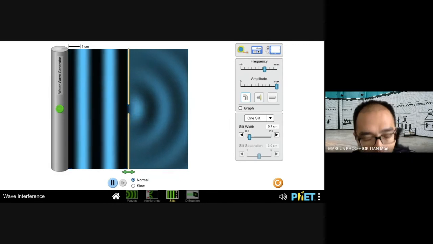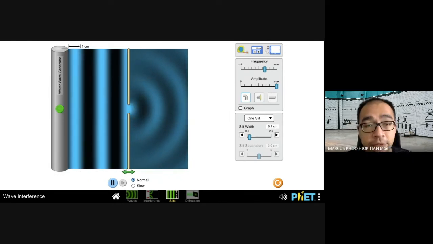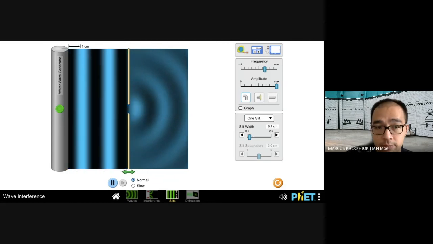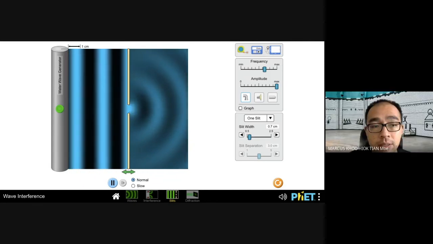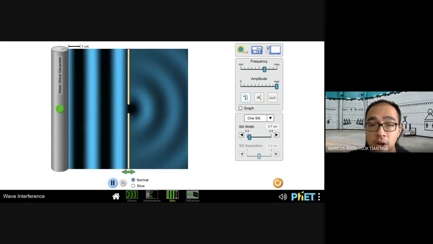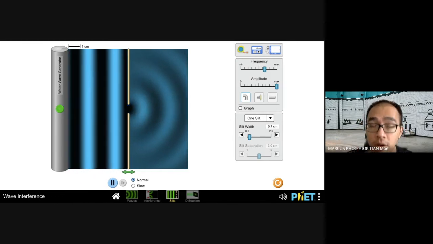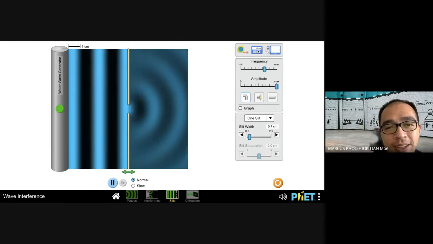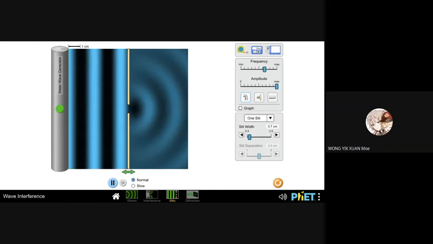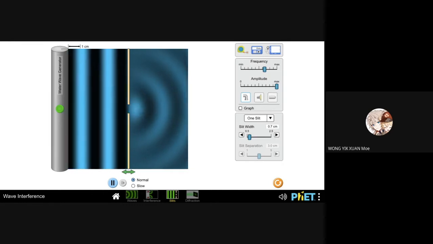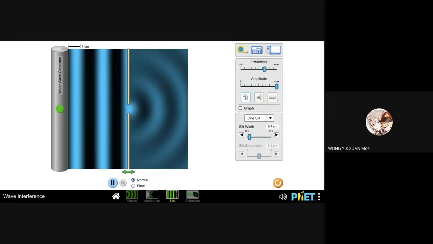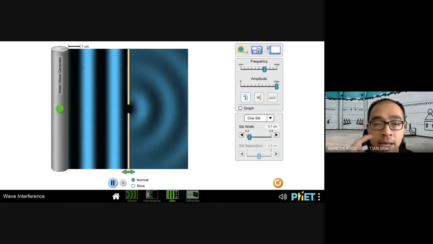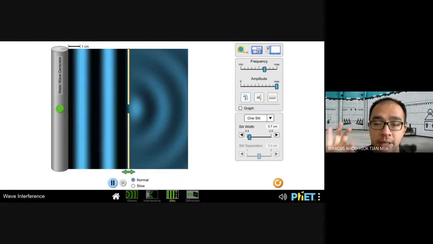So why does the amplitude of the diffracted waves decrease? Anybody want to try this? Why does it decrease? The wave loses energy. Okay, very good. Why does the wave lose energy? Because the wave energy is needed to spread out to many directions. Okay, so there are a couple of things at play. I like Ariel's answer, and of course Wong's answer is correct, but Ariel's answer is also very good.